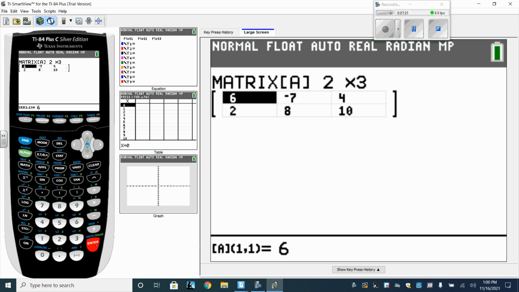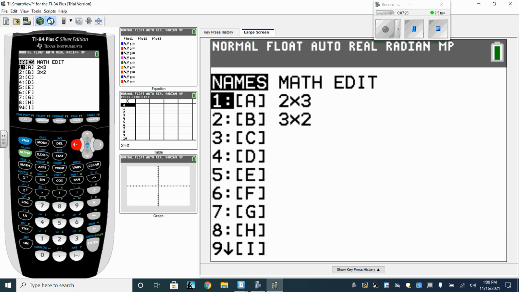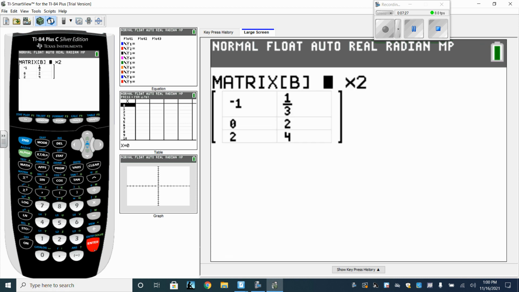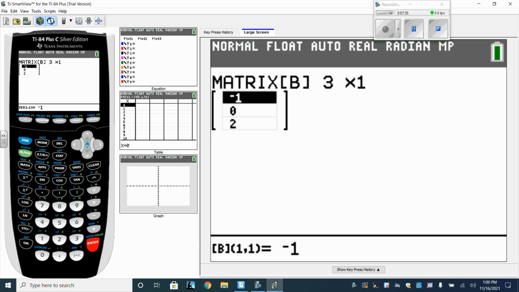Now at this point here, we can go second matrix, over to edit, and down to matrix B. We want to type the second one in. Now this one here is going to be 3 by 1. And we would type it in 9, 1, 0. So we good for typing in matrix A and B?